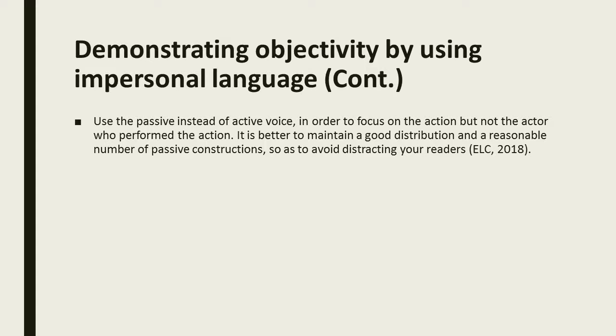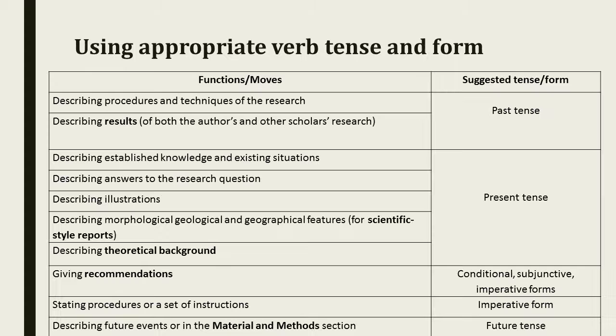Finally, use the passive instead of the active voice in order to focus on the action, but not the actor who performed the action. It is better to maintain a good distribution and a reasonable number of passive constructions so as to avoid distracting your readers. The following table from the project report's genre guide summarises the appropriate verb tense or forms for different moves in project reports. For example, you should use the past tense when describing procedures and techniques of the research.